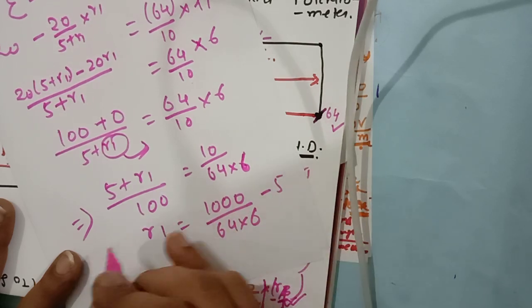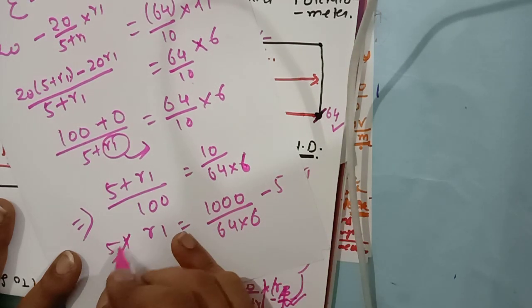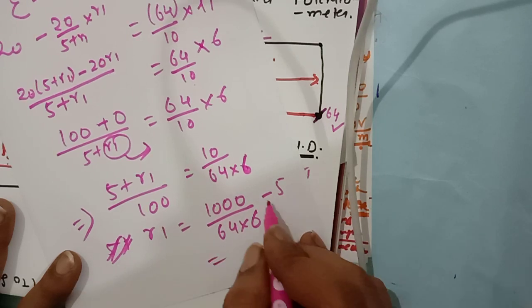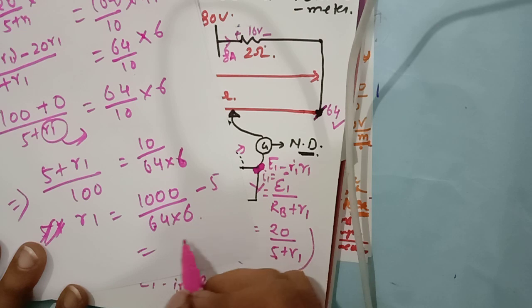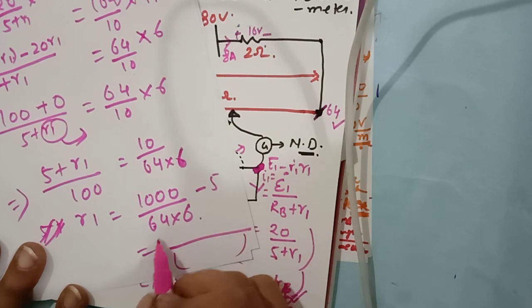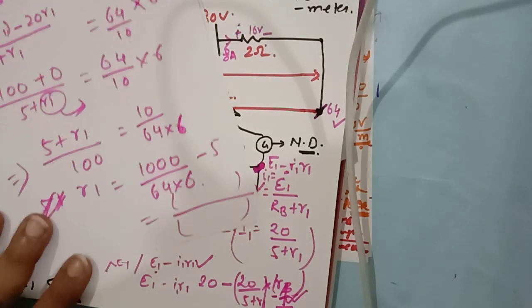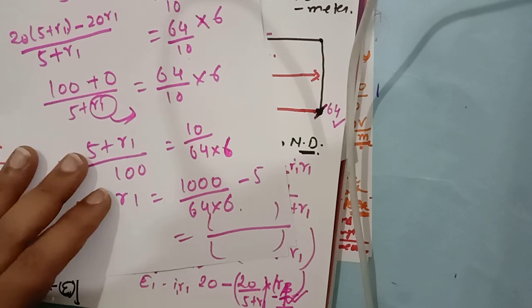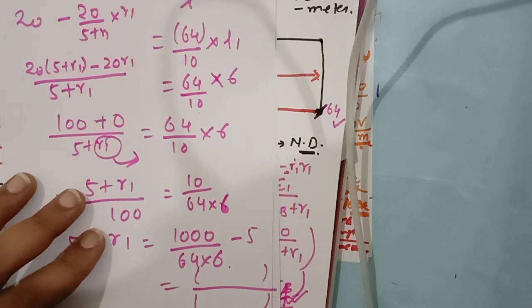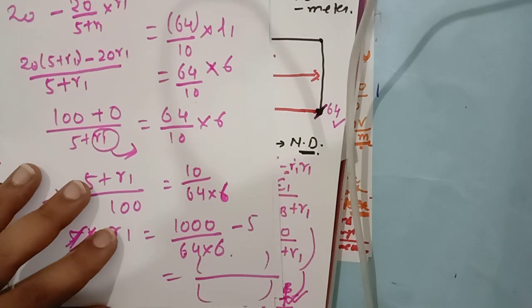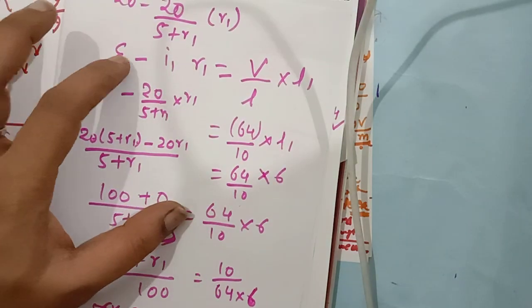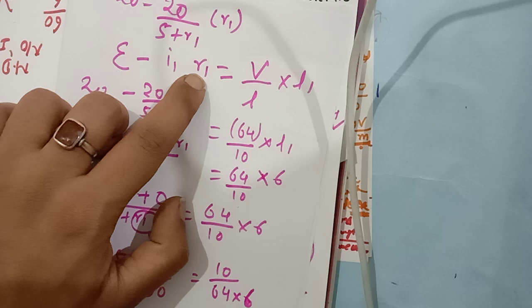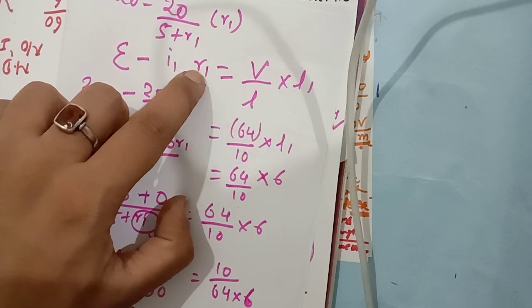Minus 5, because it is 5 plus R1, right? So if 5 goes over here, it will be, yeah. So for this case, what will be R1? 64 into 6. This is a huge calculation. If you wish to calculate, you can calculate. Otherwise, take a question with simpler mathematical numbers and you can solve it. The main aim was to make you understand how we can find the internal resistance.